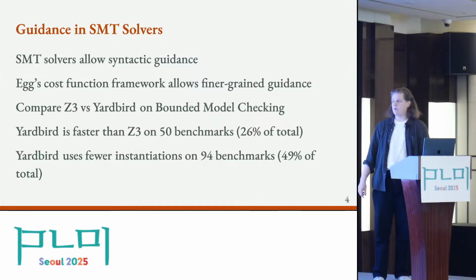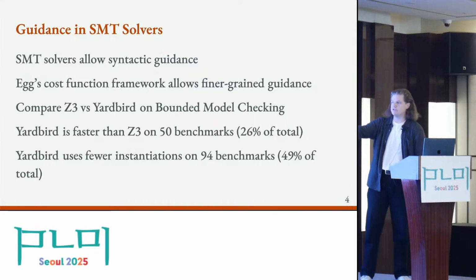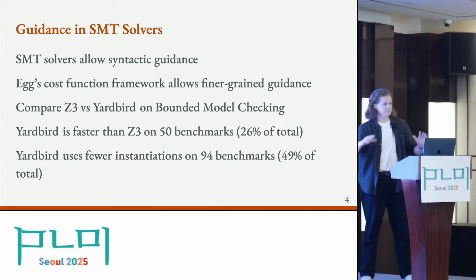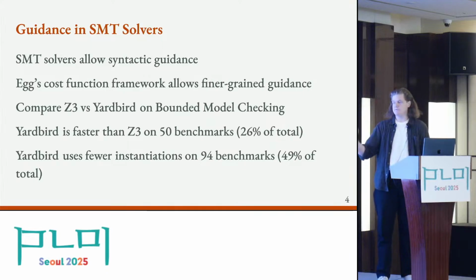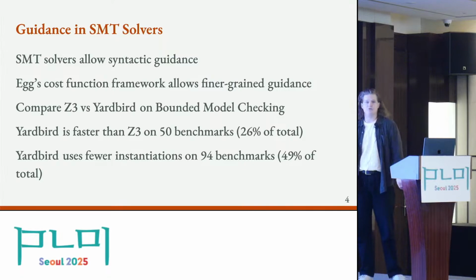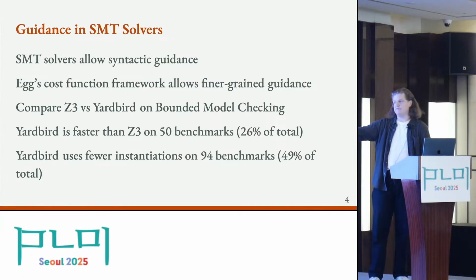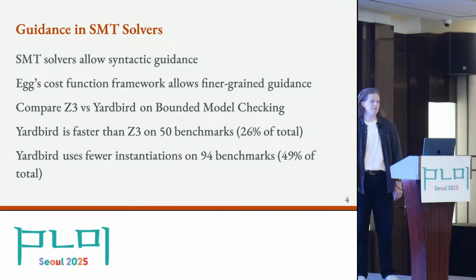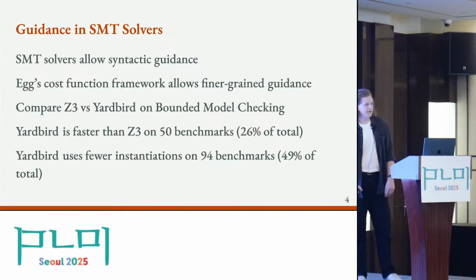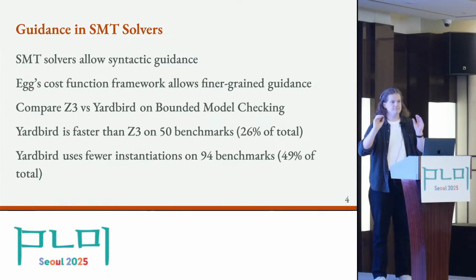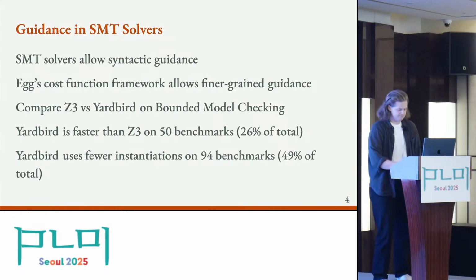The main point of this work is to compare Z3 with our tool Yardbird on bounded model checking examples. The main takeaway is that our tool is faster than Z3 on 50 benchmarks, out of about 200 benchmarks, and it uses fewer instantiations on 94 benchmarks, which is about 50% of the total. So it really helps in SMT solving to have specific guidance in your problem domain.